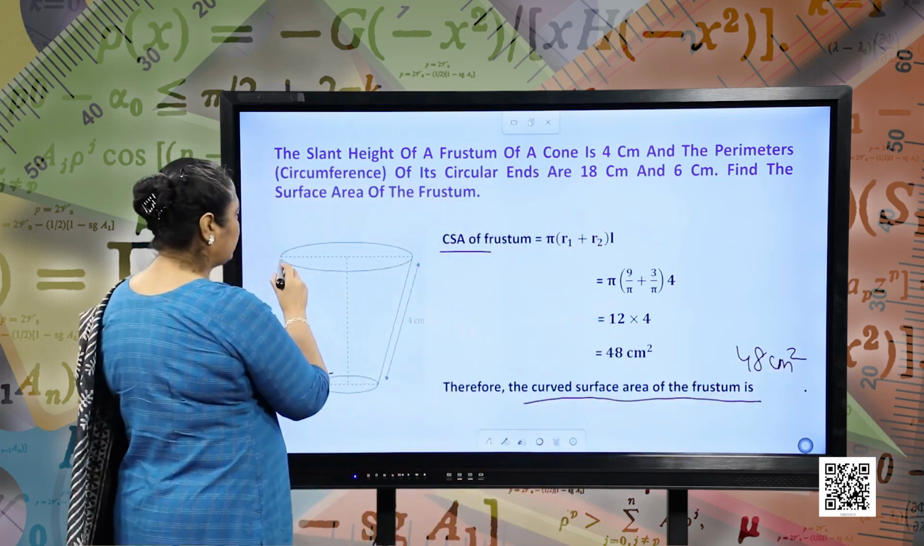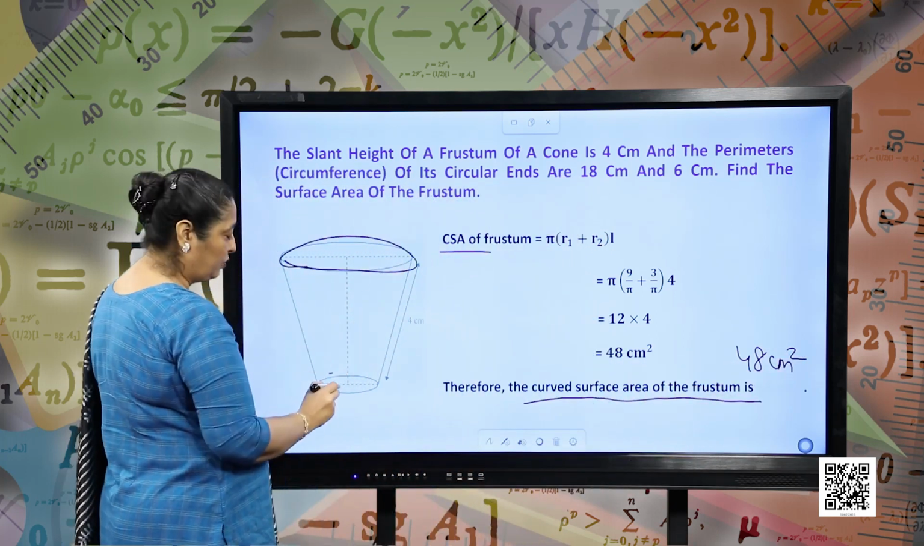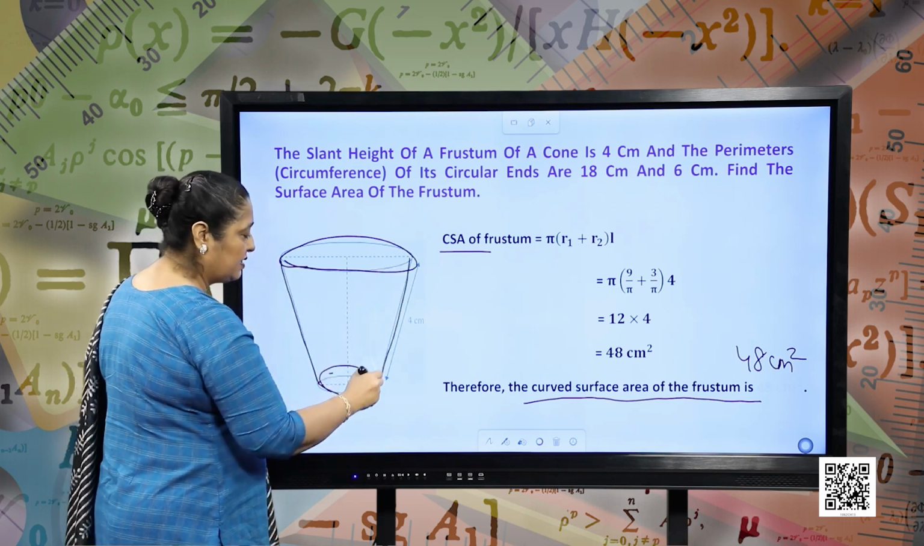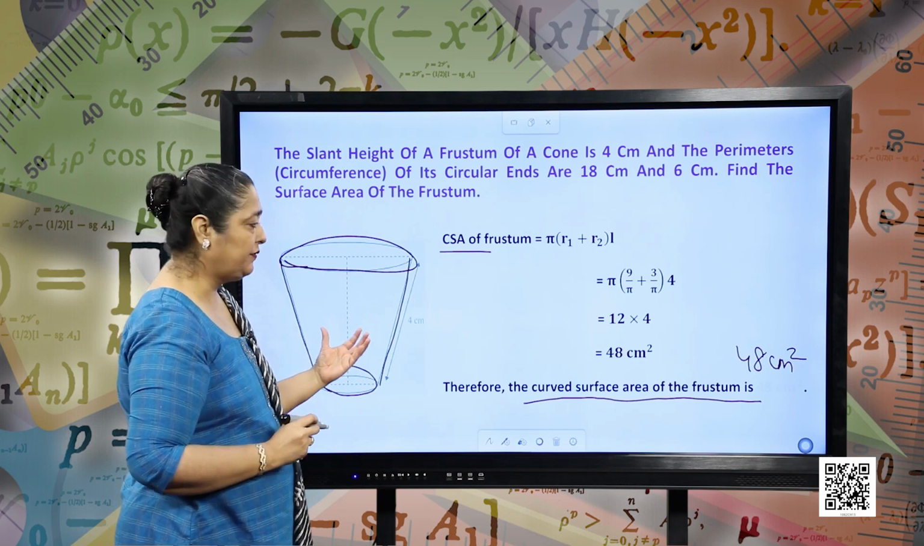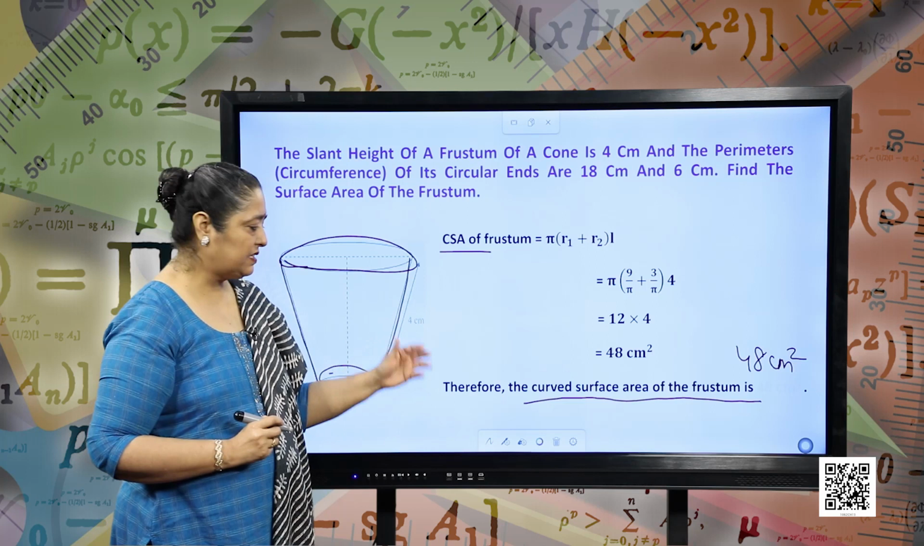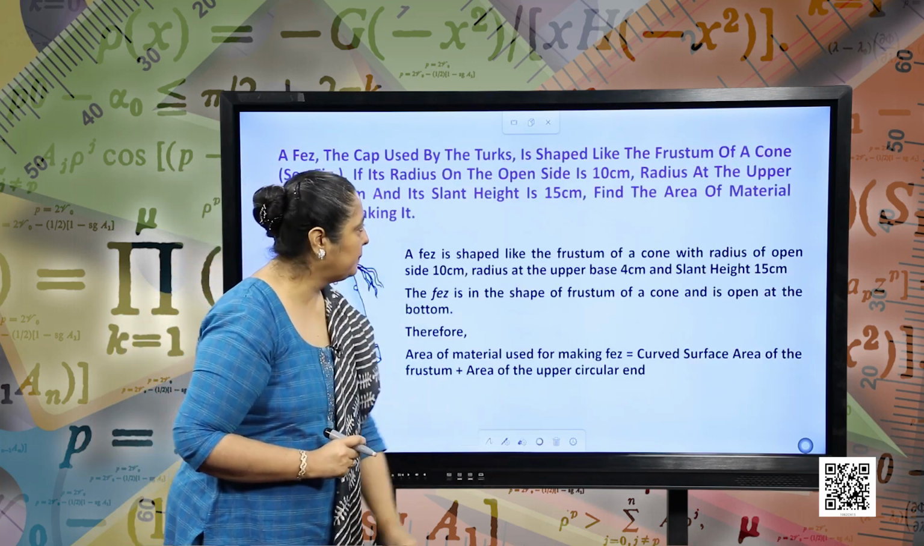So, this is the frustum, this is the upper circular ring, this is the lower circular ring and this is the slant height. So, what is the curved surface area? It is 48 centimeter square. I hope this is clear. So, let us move forward.